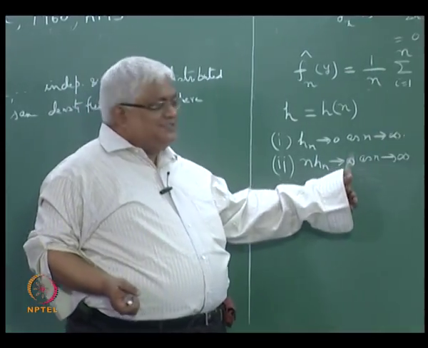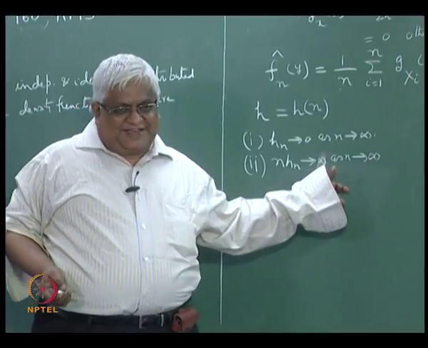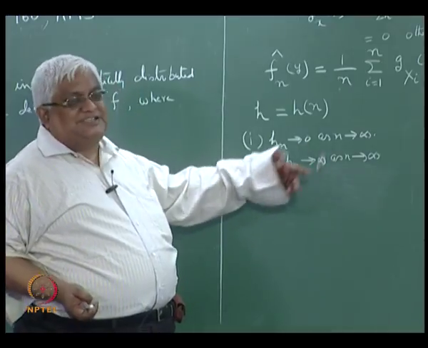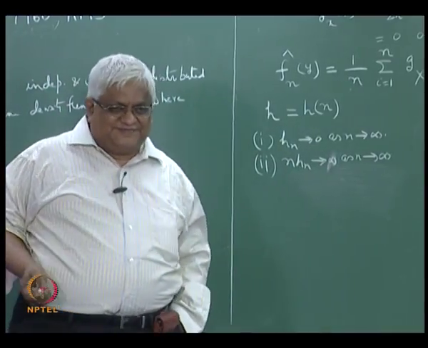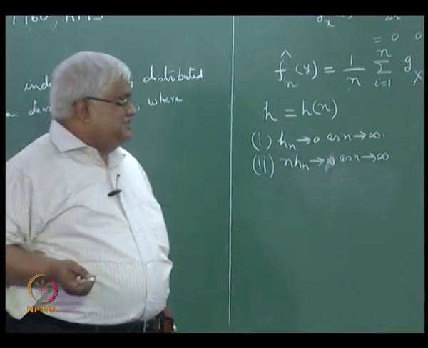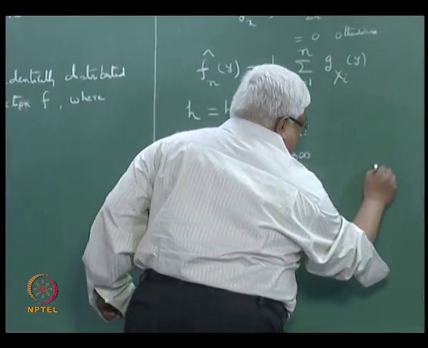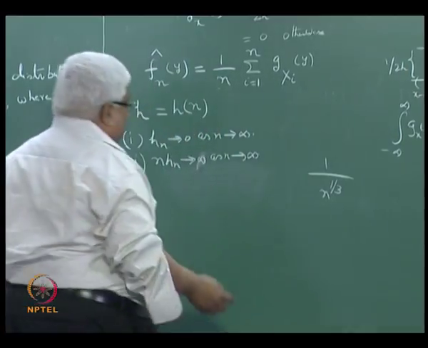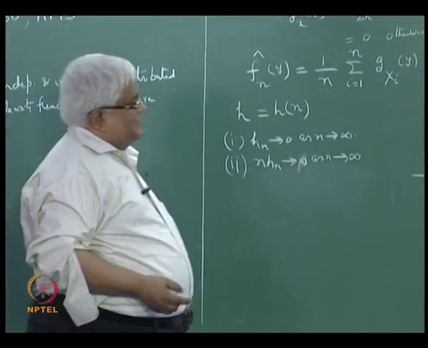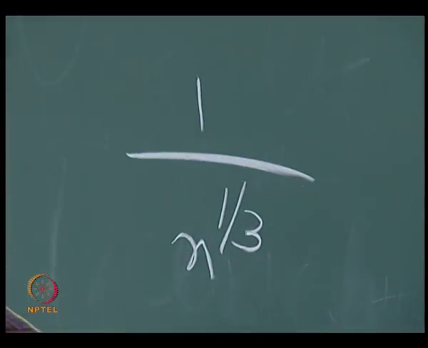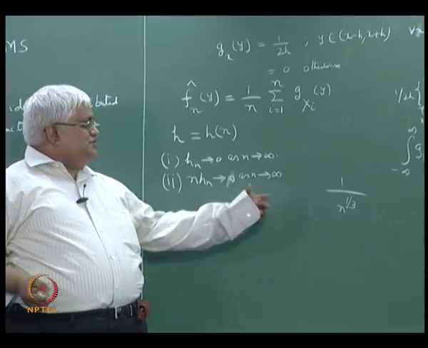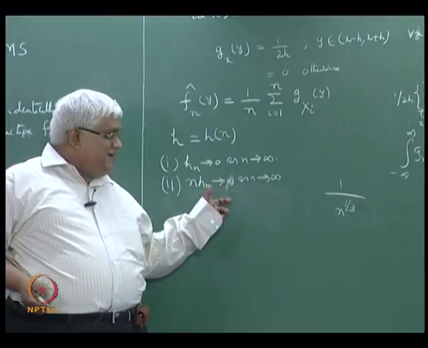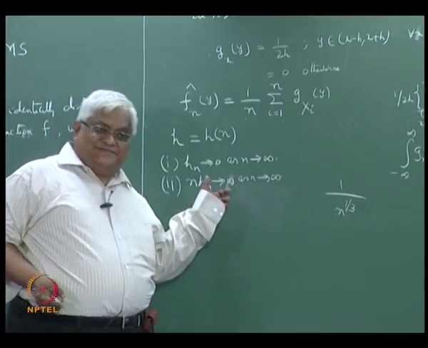So, what is the meaning of this? I mean, there are many sequences actually which satisfy these two conditions. I will tell you a few such sequences. One sequence is, let us look at this, 1 by n to the power of 1 by 3. It goes to 0 as n goes to infinity, but n times hn goes to infinity as n goes to infinity.